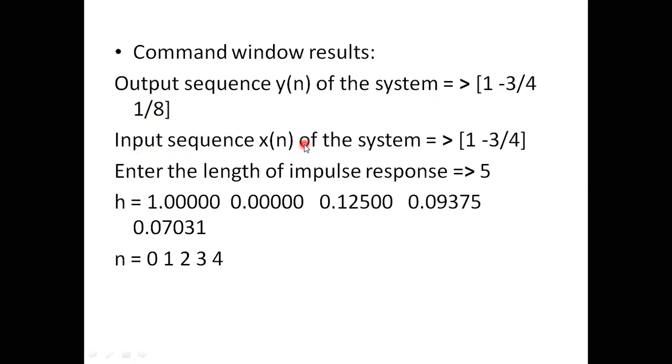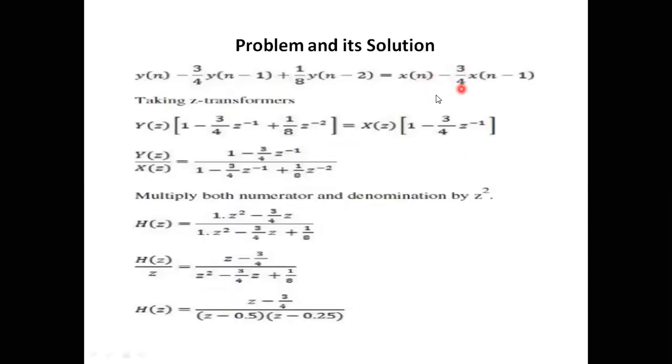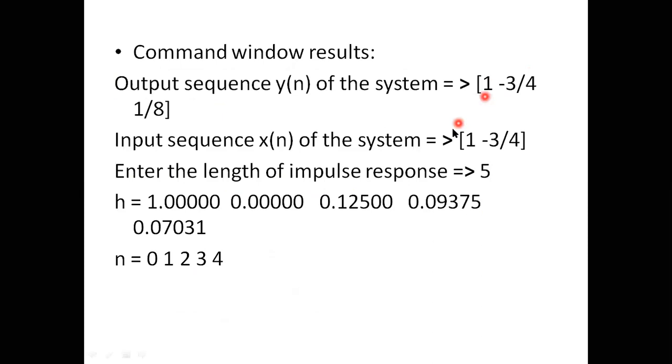Similarly, enter the input sequence. From where did I get this input sequence? From the same difference equation: the coefficient of x of n and the coefficient of x of n minus 1. Clear? So with a square bracket, with spacing, without commas, you need to enter the sequence. After that, it will ask you to enter the length of the impulse response. I'm finding it here for length 5, so I have written 5.